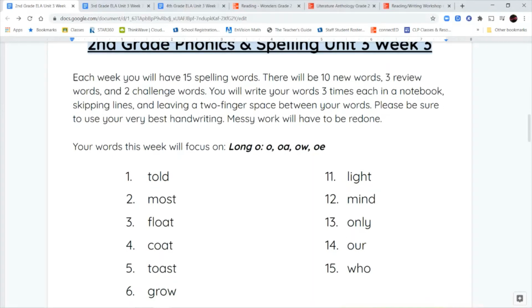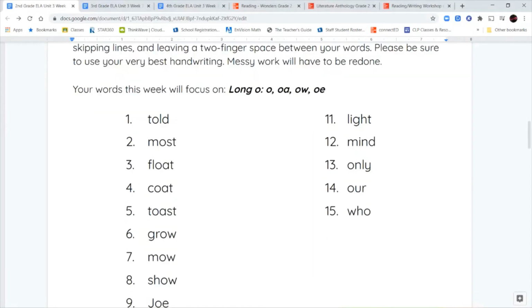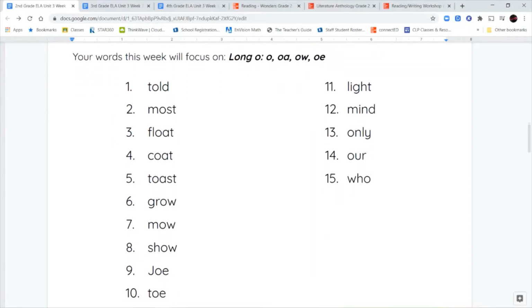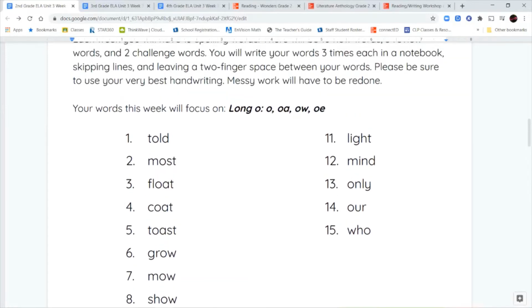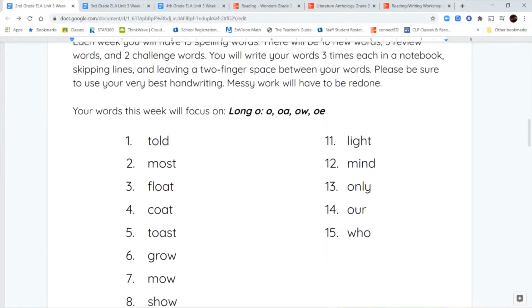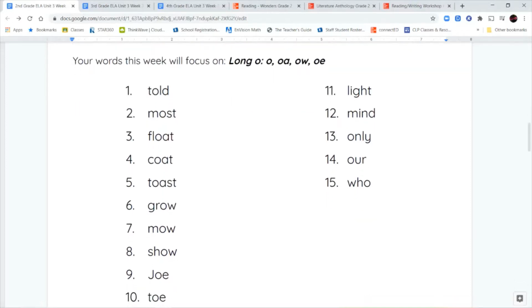This week, our spelling words are going to focus on the long O sound and the different ways that we make the long O sound. So we have O by itself, if it's the only vowel in the word. We have OA, that vowel team, OW, and OE. So we're going to see these show up in different places in our spelling words this week.